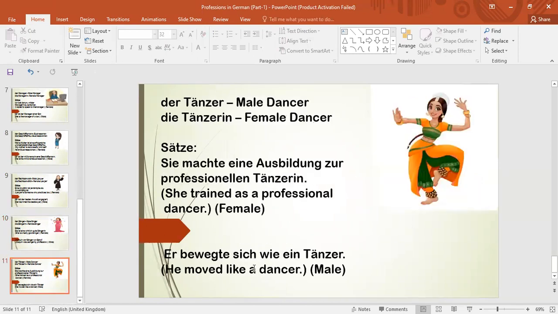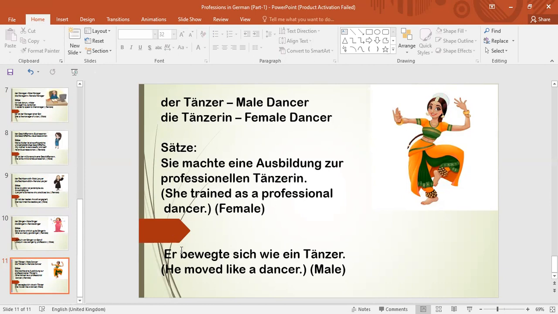Okay. And the last profession we have, a male dancer is called der Tänzer. So der Tänzer is a male dancer, and female dancer is called die Tänzerin. So here are the sentences. Sie machte eine Ausbildung zur professionellen Tänzerin. So she trained as a professional dancer.